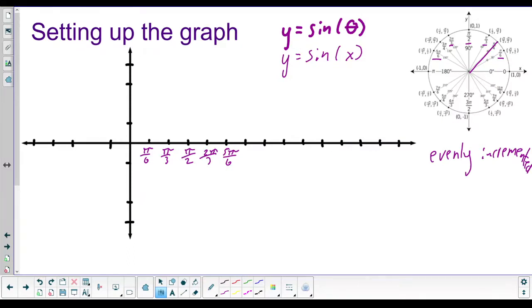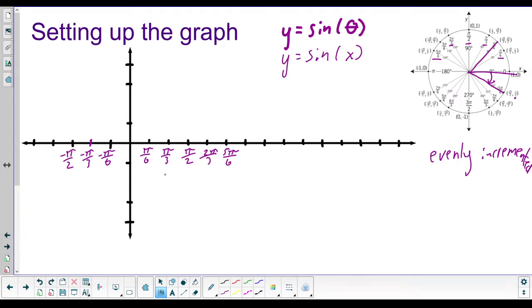Likewise, we could go negative. We talked about negative angles; this would be negative 30 degrees if we went that way. We can definitely look at what the sine, or the y value, is there. So we can also go in the negative direction: negative pi over 6, negative pi over 3, negative pi over 2, and so on. This does not look evenly incremented, but it is.